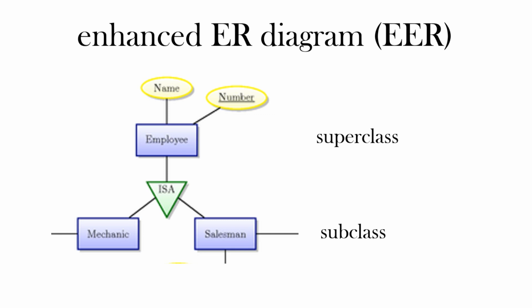We can also make the ER diagram enhanced. So this is incorporating a bit of OO design, object orientated design. So here we have a superclass called employee, and we have mechanic and salesman. So a mechanic is a type of employee. An employee is the superclass, or a salesman, salesperson, is an employee. So salesperson, salesman, mechanic are subclasses.